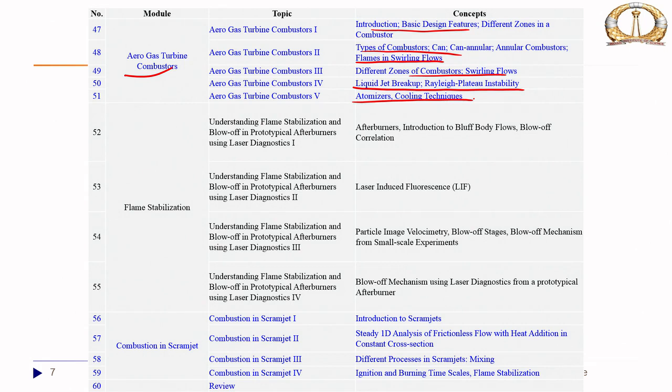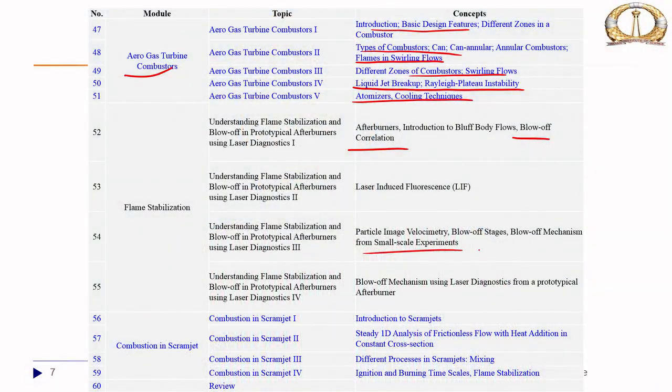Okay. So, in the following, then we looked into flame stabilization, and for that we introduced afterburners, and we introduced bluff body flows and the different blow off correlations. We discussed at length the principles and the applications of laser induced fluorescence. That is, we need to understand how the species field evolves inside a real combustor. So, for that one of the ideal techniques is to use laser induced fluorescence, and its planar counterpart, planar laser induced fluorescence.